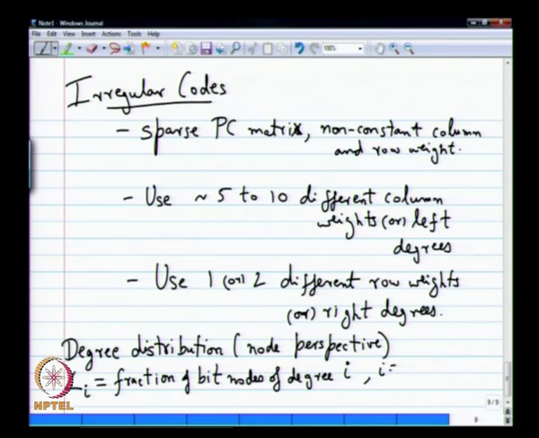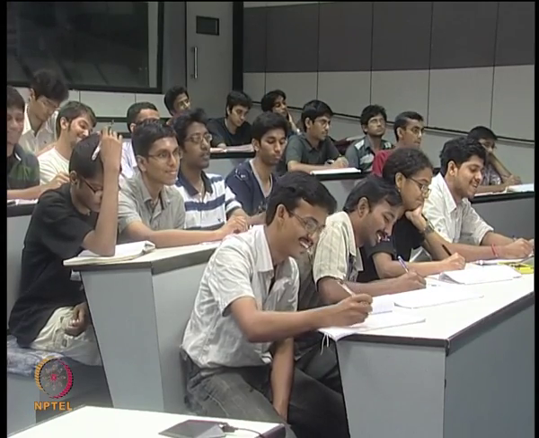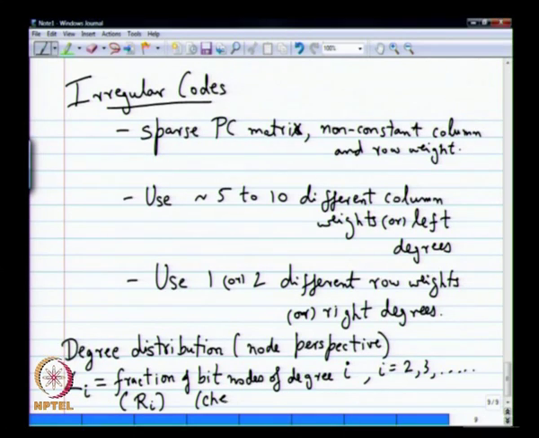And what is this i? Let us say usually it starts with 2. You do not want to have degree 1 bit nodes, but it can also start with 1. Of course it can start with 1, but usually it starts with 2. There is a corresponding thing for check nodes, and that is called Ri. Why am I using Li and Ri? Left and right. Good. So Ri is for check nodes.